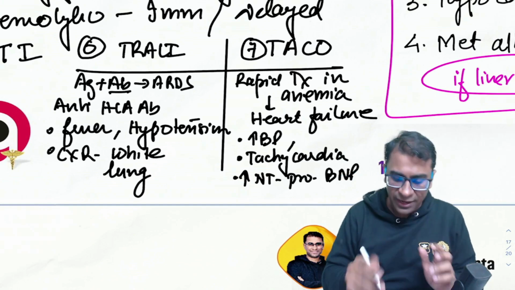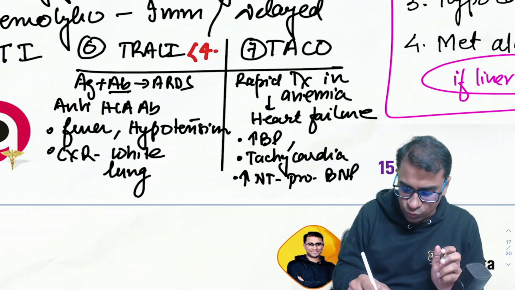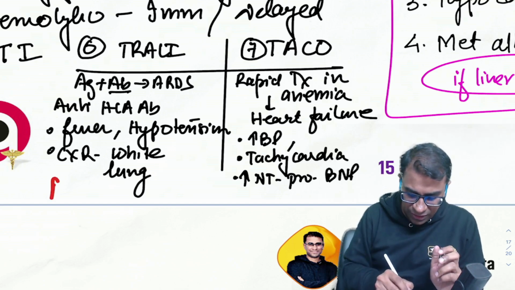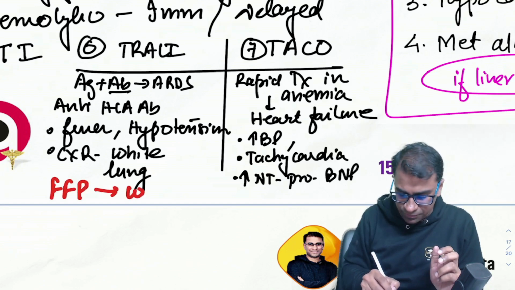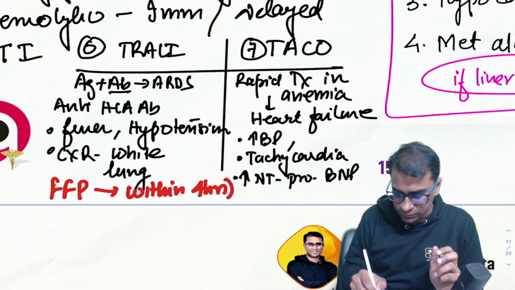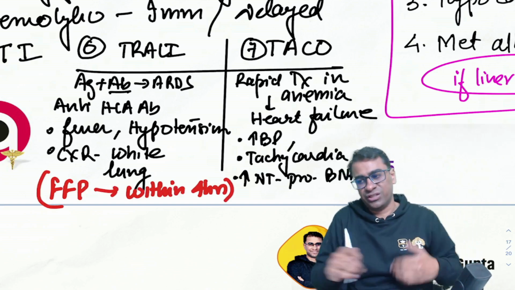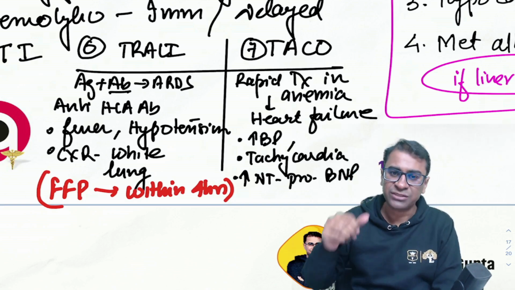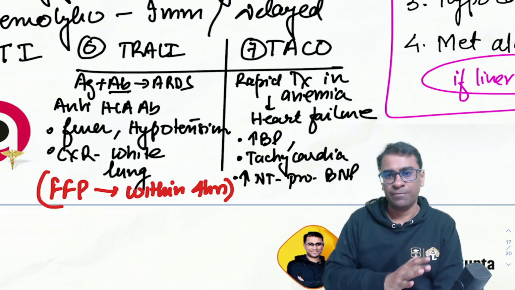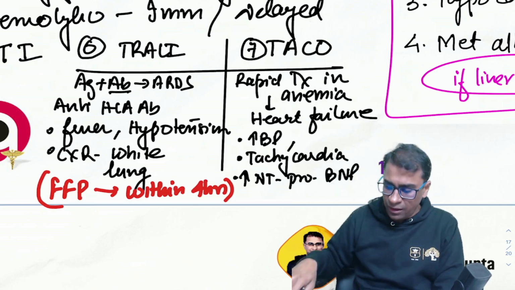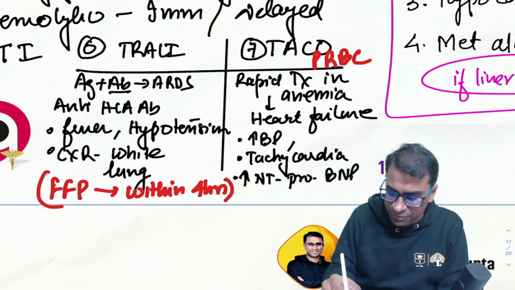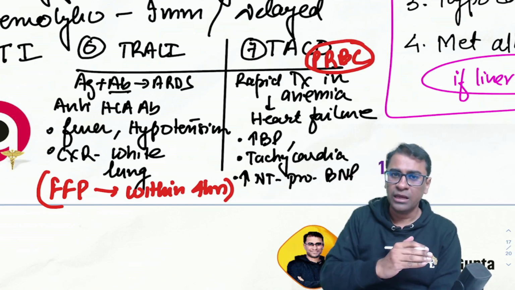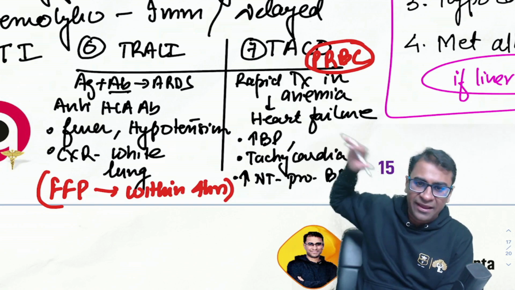One more important thing is TRALI usually occurs within 4 to 6 hours. Usually TRALI is seen with fresh frozen plasma, and within 4 hours is how you see the TRALI initiation. So if a patient has been given fresh frozen plasma and the patient has fever, hypotension, it is TRALI. However, if the patient has been given PRBC, not FFP, and the patient's hemoglobin is low, the heart has failed and hence will lead to tachycardia and high blood pressure.